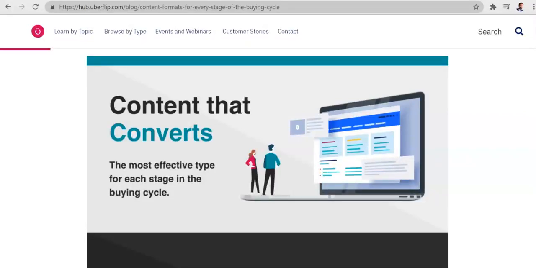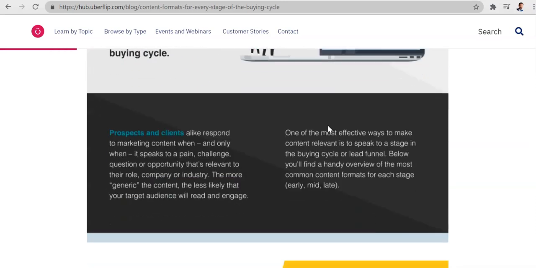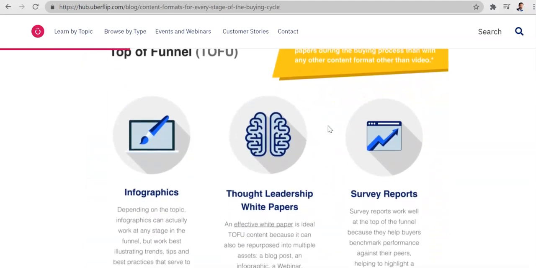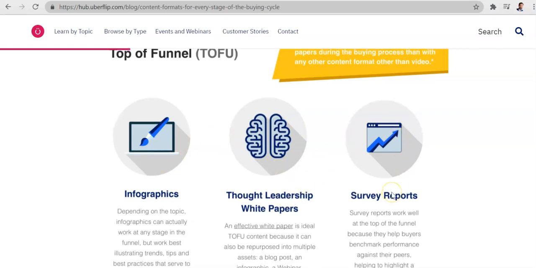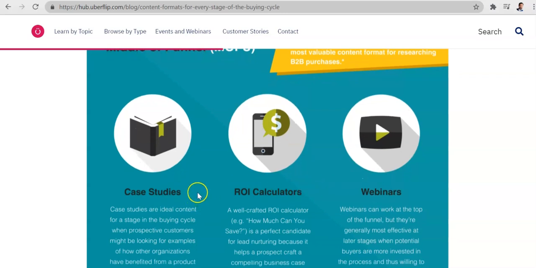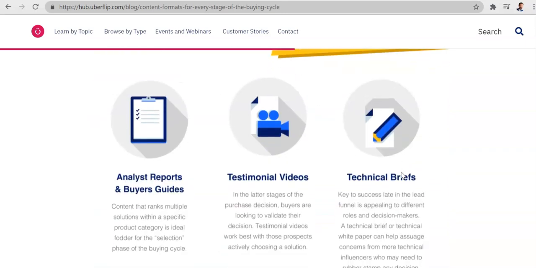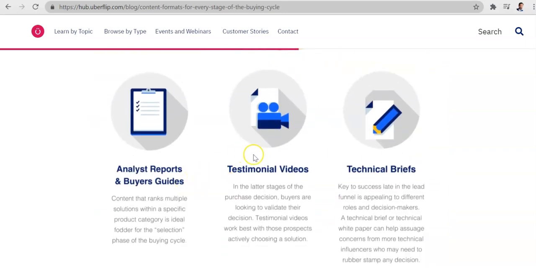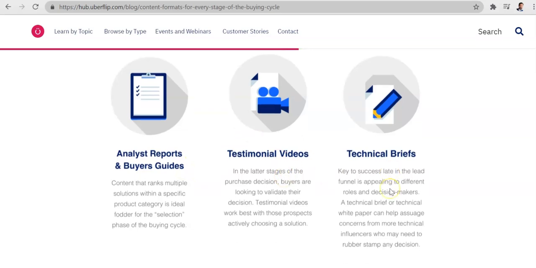There are no universal laws in terms of what content is most appropriate for what stage of awareness or where people are in the funnel, where the buying committee is in the stage. But we do have a kind of loose framework from Spear Marketing and Uberflip that will help as a starting point. So at the top of the funnel, the most effective are generally infographics, thought leadership white papers, and survey reports. In the middle of the funnel, we have case studies, return on investment calculators, and webinars. And then at the bottom of the funnel, we have analyst reports and buyer's guides, testimonial videos, and technical briefs.